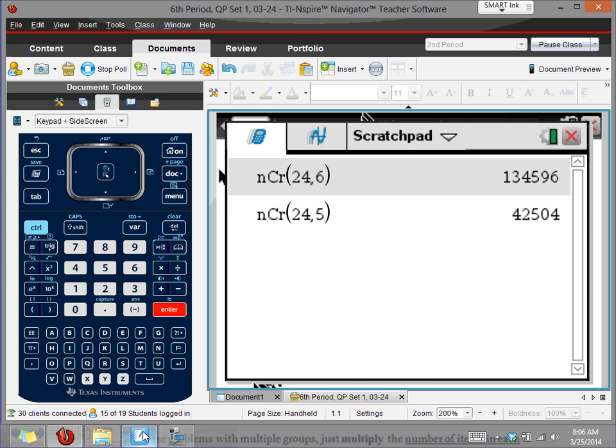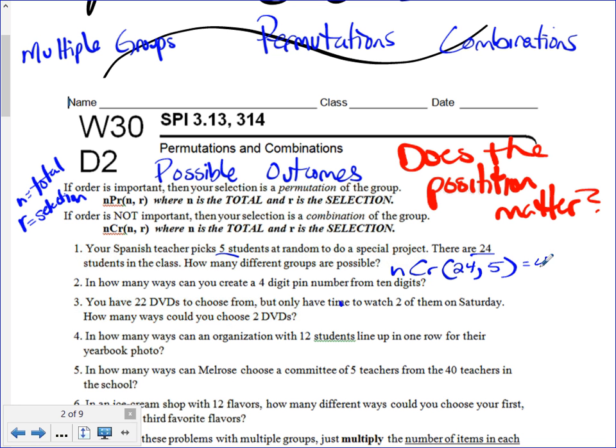How many different groups of 5 could this class have? It could have 42,504. Probably more than you expected. You know, here's why it's such a big number.